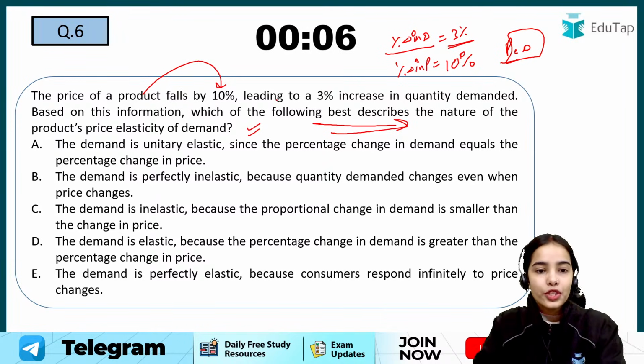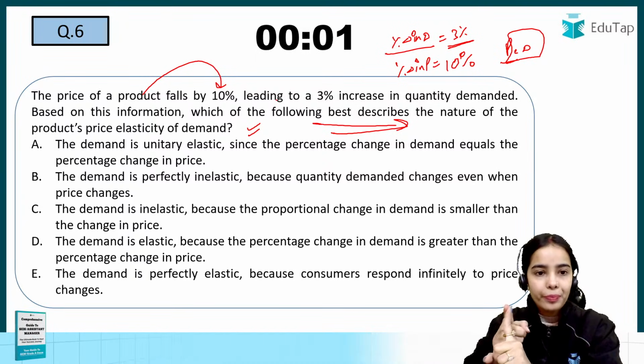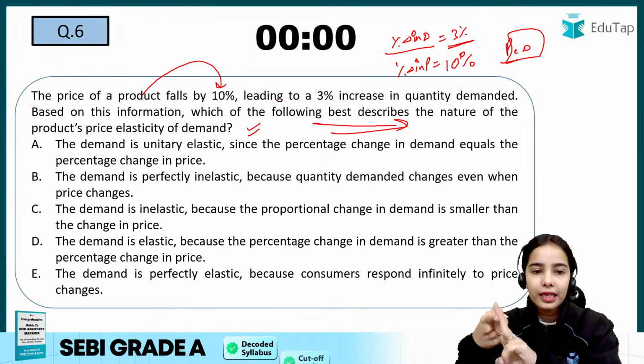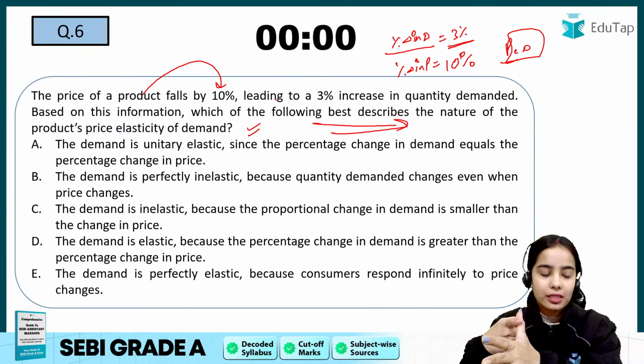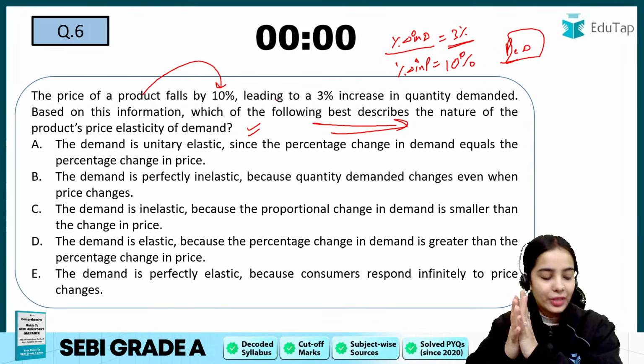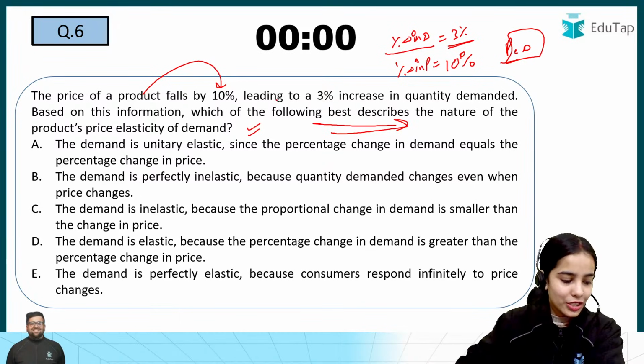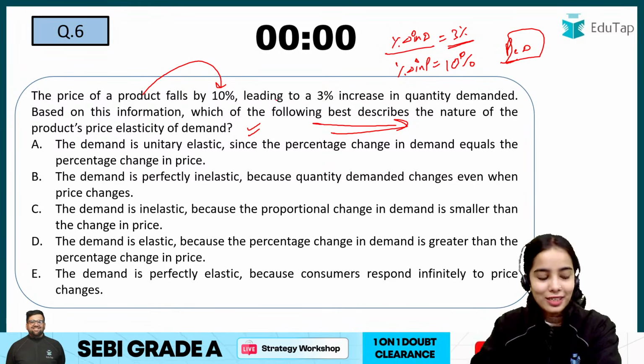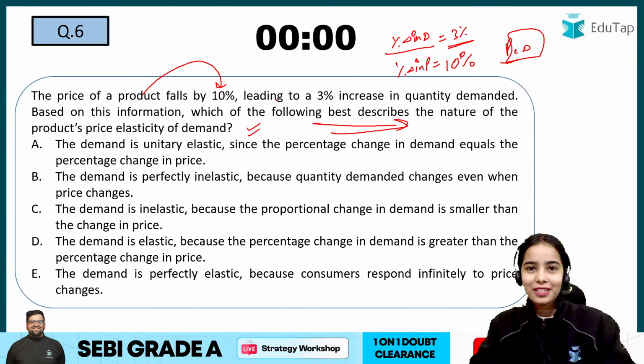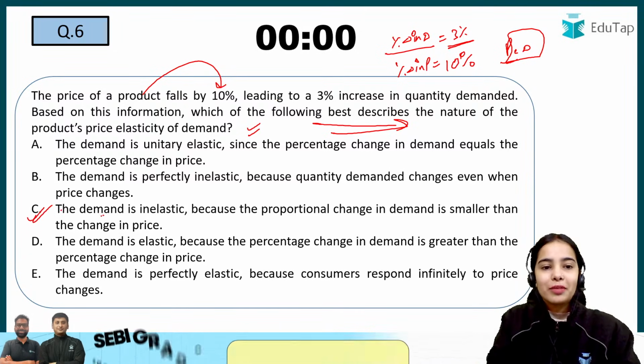So what is the answer? What should be the answer here? The demand is unitary elastic, perfectly inelastic, inelastic, elastic or perfectly elastic. So which of the 5? Yes. So I'm getting the answer from Ashish, Himanshu, Rishi, Prithvi. Everyone has given the right answer. The answer is C. The demand is inelastic.